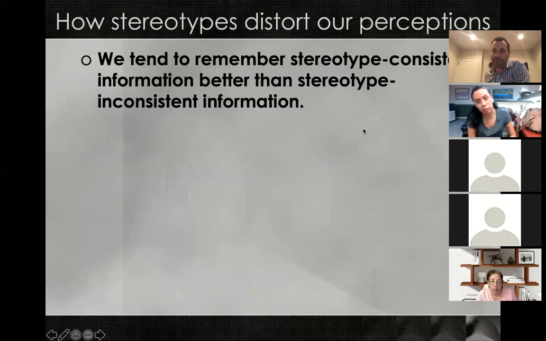Obviously, that's a problem. But moreover, there's other problems with these stereotypes as well. They can distort our perceptions in other ways, because we tend to notice and remember stereotype consistent information better than stereotype inconsistent information. In other words, when something happens that's consistent with my stereotypes, I notice that, I remember that. If something happens that's inconsistent with my stereotypes, I tend to sort of dismiss it. I don't remember it later on.